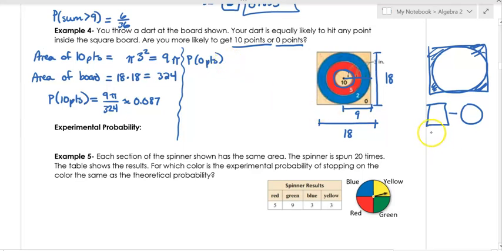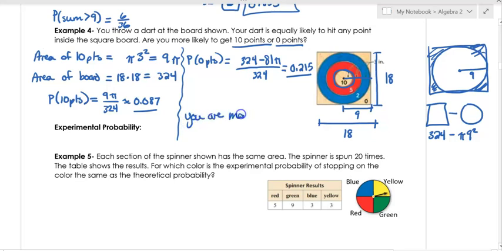So to find 0 points, the square we know is 324. The large circle has a diameter of 9, and so that's going to be pi times 9 squared. So the 0 points is going to be 324 minus pi times 9 squared, which is 81 pi. And that's your chance of getting the 0 points out of the total board. Remember, the total board we already found was 324. So you put that in a calculator, and the probability of 0 points is 0.215. All right, and so that's significantly bigger than the 0.087. So you are more likely to hit 0 points than 10 points.